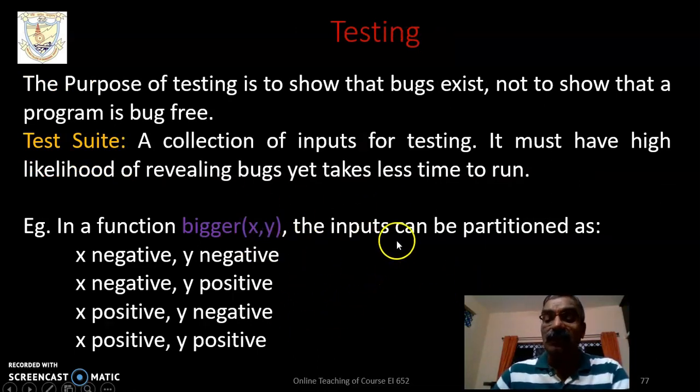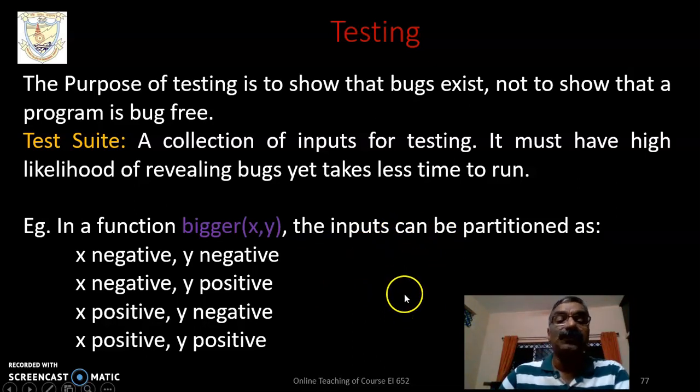Let us go in detail into the testing aspects. The purpose of testing, as we know, is to show that bugs exist, not to show that a program is bug-free. So while doing testing, we have to check all possibilities so that at the end we can conclude the program that we have written is bug-free. For that purpose, we have to generate an extensive sequence of inputs and also outputs. They are called a test suite.